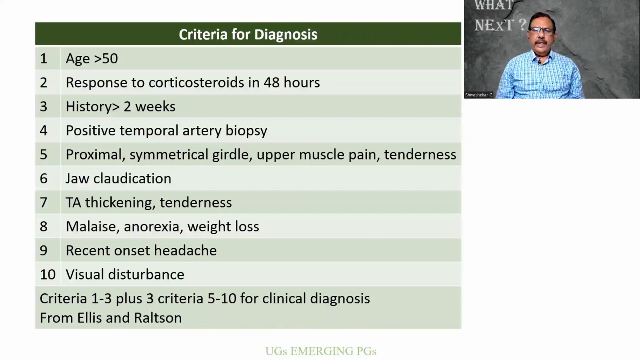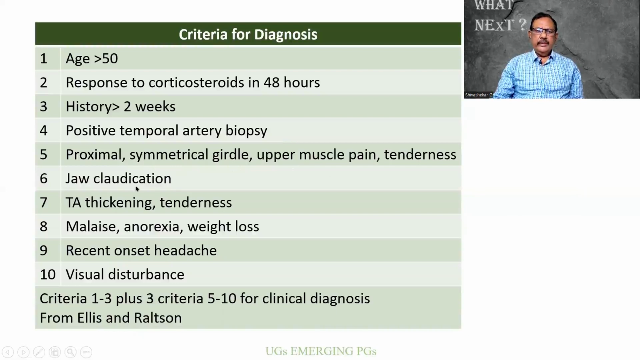What are the criteria for diagnosis? Age: patient is more than 50 years. He responds to steroids in 48 hours. History: more than 2 weeks duration. Positive temporal artery biopsy. Proximal symmetrical girdle, upper muscle pain and tenderness. We had seen that in the picture.